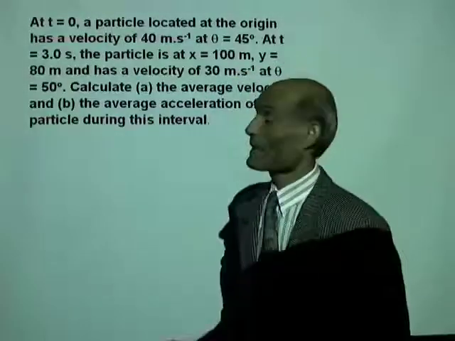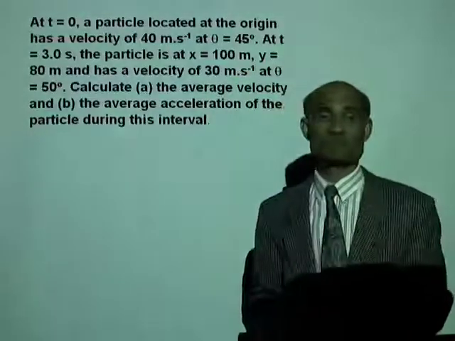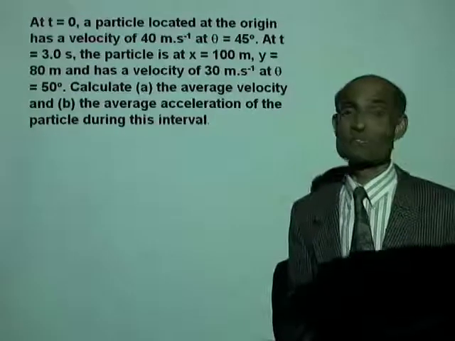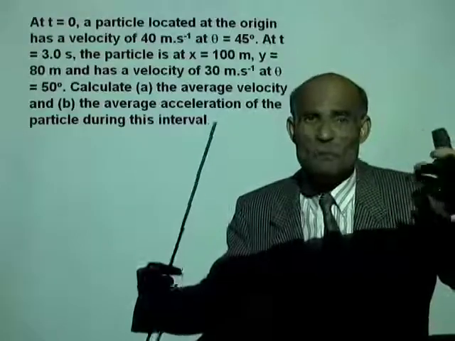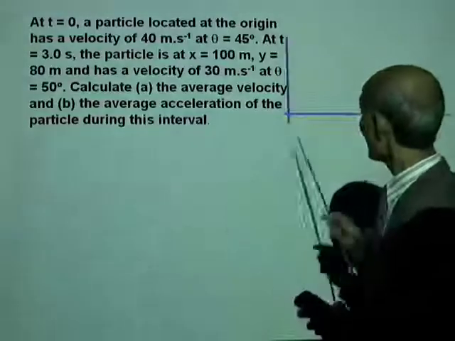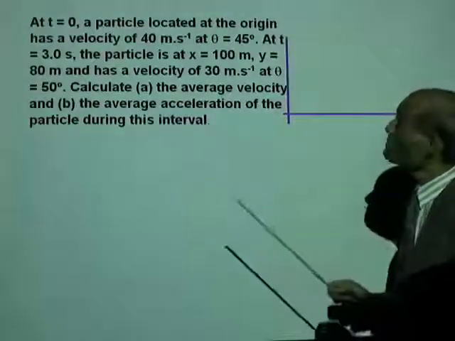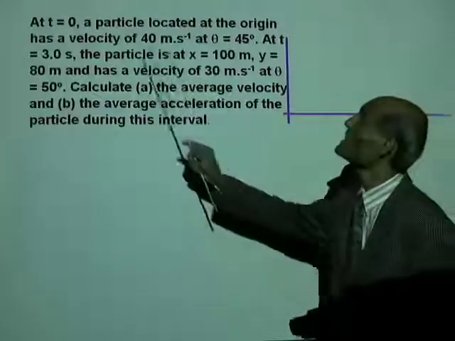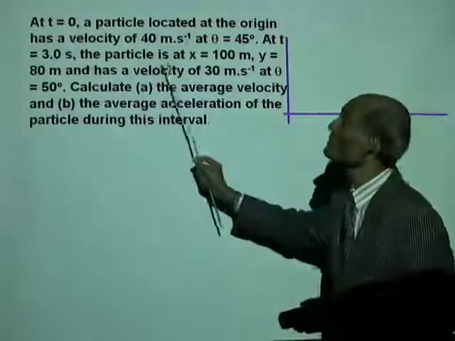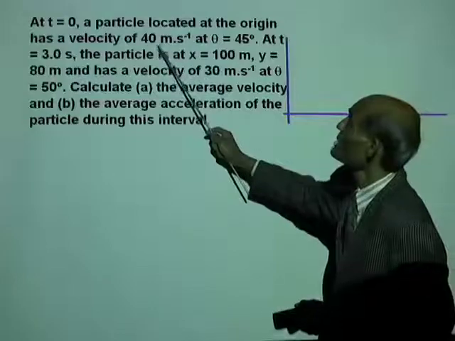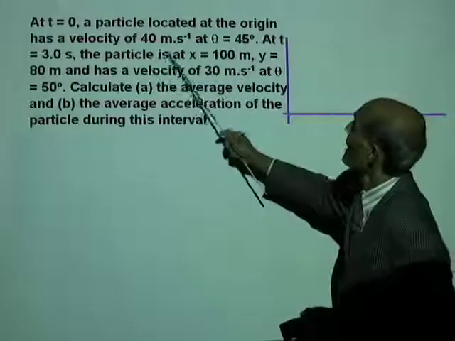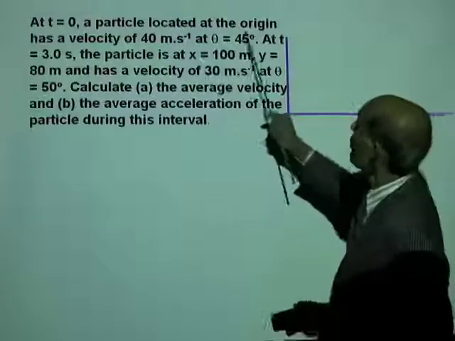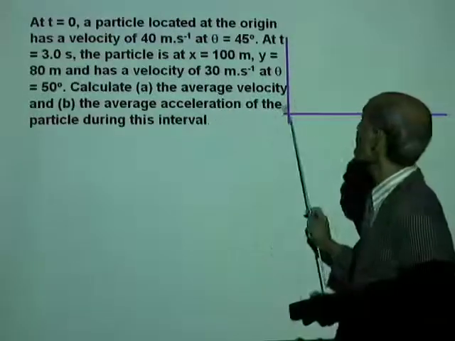Alright, can you draw a diagram for this? You see, if you have to do a problem well, you need to picture that problem. Alright, let's draw a diagram. Where is the object at t equal to 0? At t equal to 0, the particle is located at where? At the origin. Yes, it's at 0, 0.